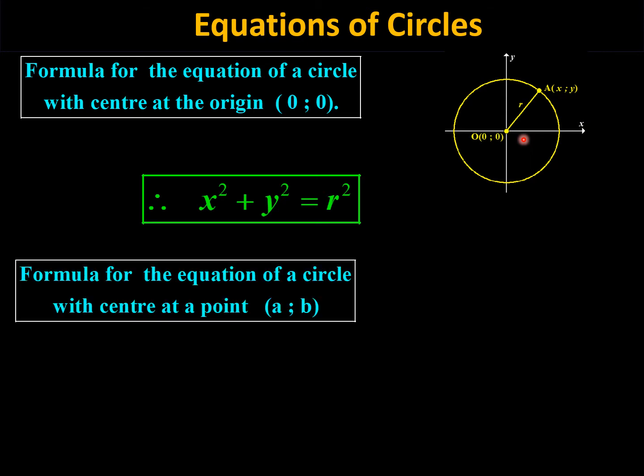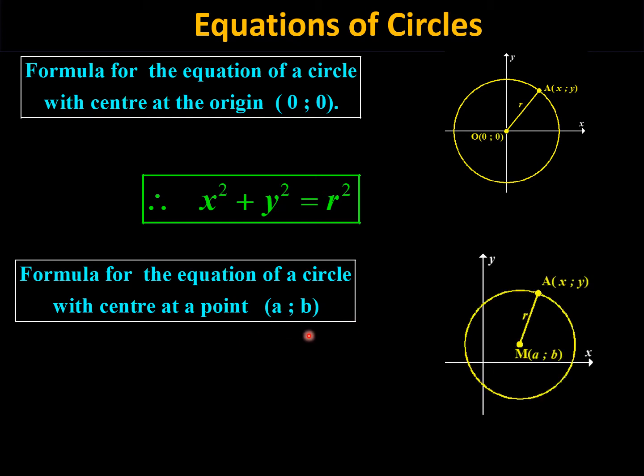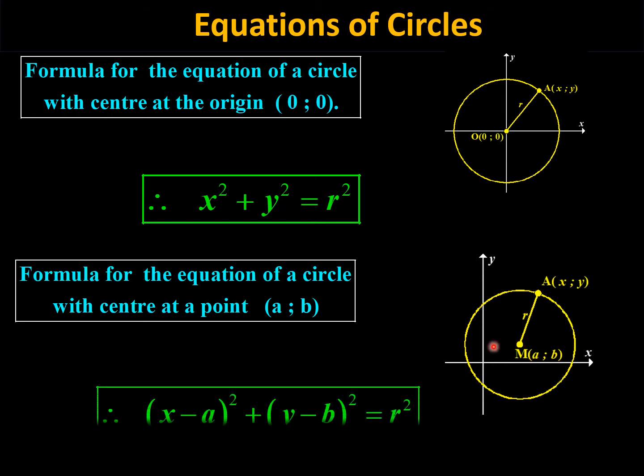Then we have the other formula, where the equation of a circle where the center is not the origin, but it's at another point, let's say (a, b). You can see there's the origin and the center is not the origin. And this formula, as we showed in the previous video how we derived it, is (x minus a) squared plus (y minus b) squared equals r squared, where a and b are the coordinates of the center.